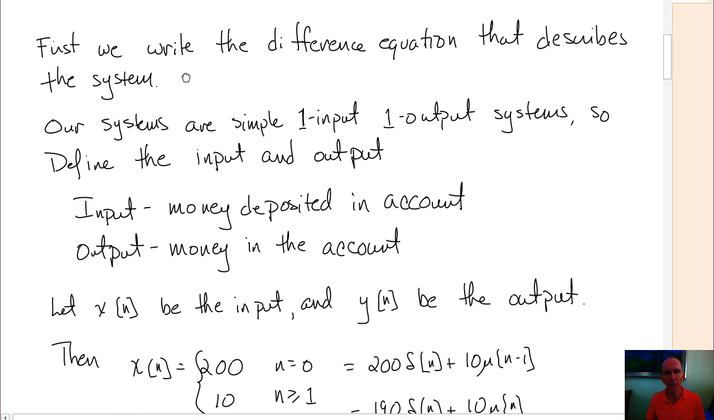So like I said, let's start off writing the difference equation that describes this bank account. Since we're starting out on this, our systems are going to be relatively simple. We're only going to look at one input, one output systems. So let's define the input and the output of our system. Since this is a bank account, the input is how much money we deposit into the account. What we want to know is how much money we have in the account. So that's going to be our output. And we're assuming that we don't take any money out during these 10 years.